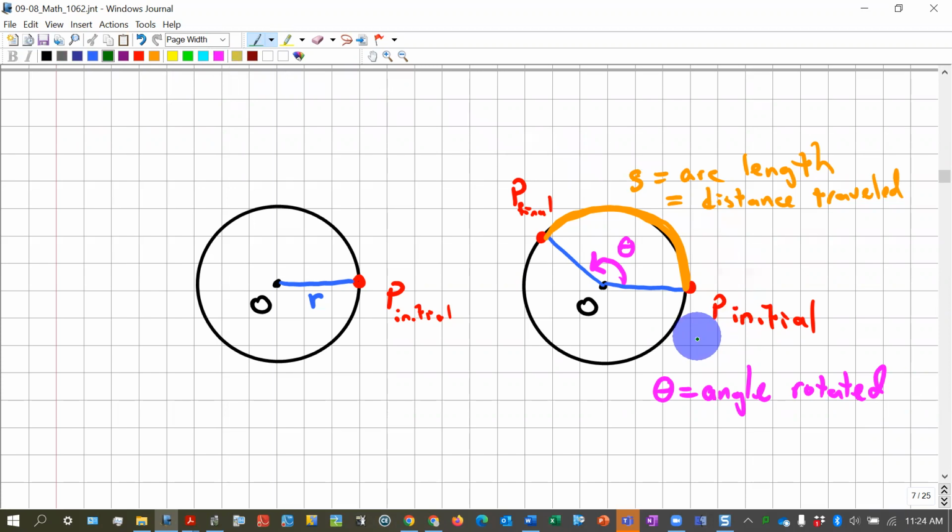So P initial, that's at time T initial, which we'll say that's when we're going to start the clock. And then the circle spun a little bit and ended up over here. And so P final happened at time final.